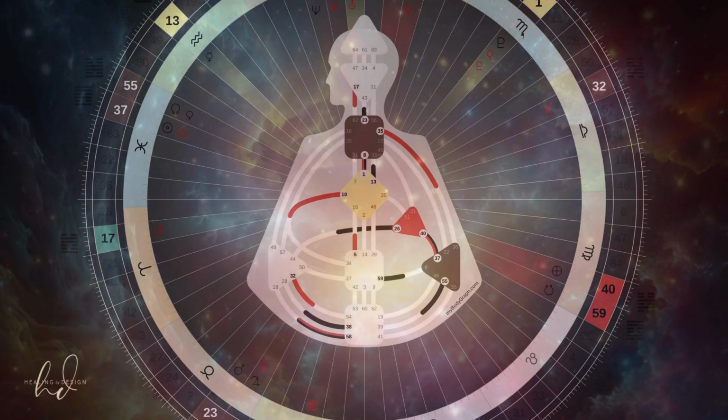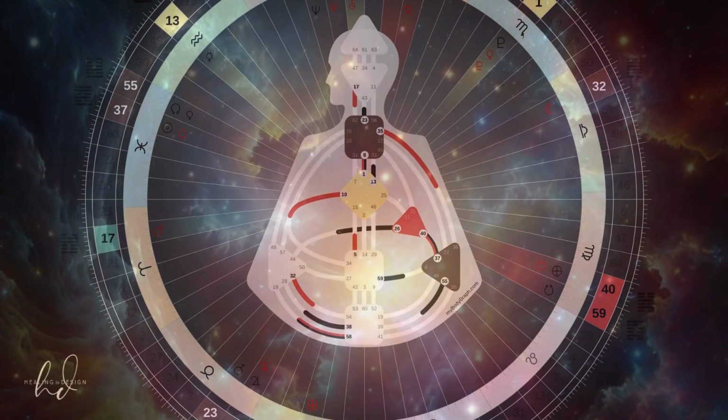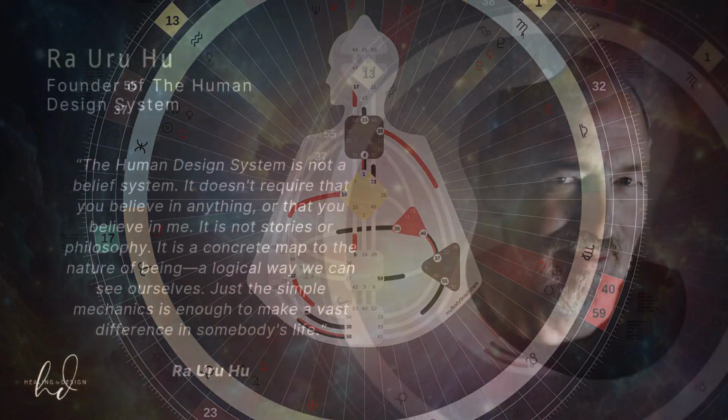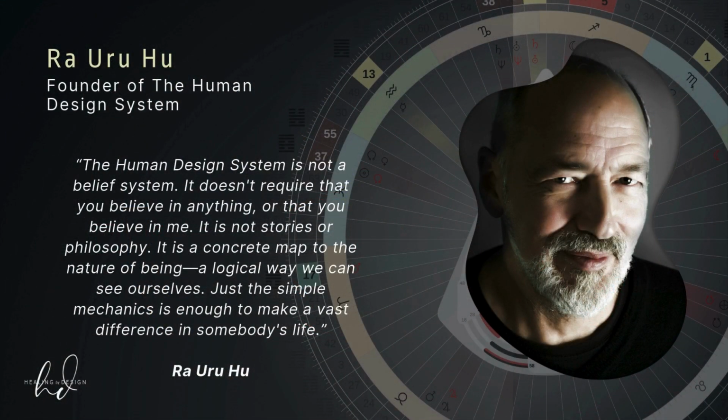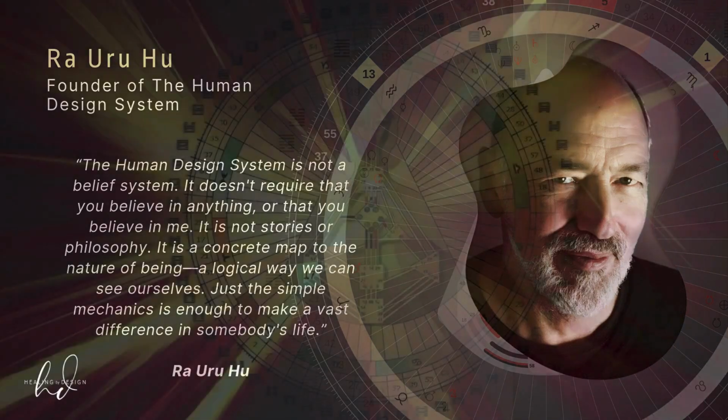In this presentation, you'll learn how to transform your life in 3 easy steps. The human design system is not a belief system. It doesn't require that you believe in anything or that you believe in me. It is not stories or philosophy. It is a concrete map to the nature of being, a logical way we can see ourselves. Just the simple mechanics is enough to make a vast difference in somebody's life.